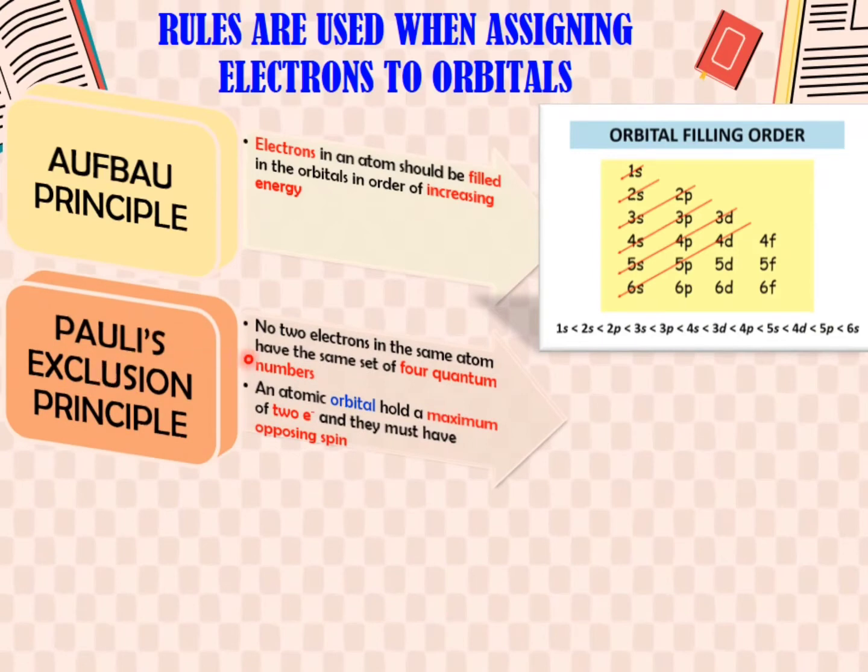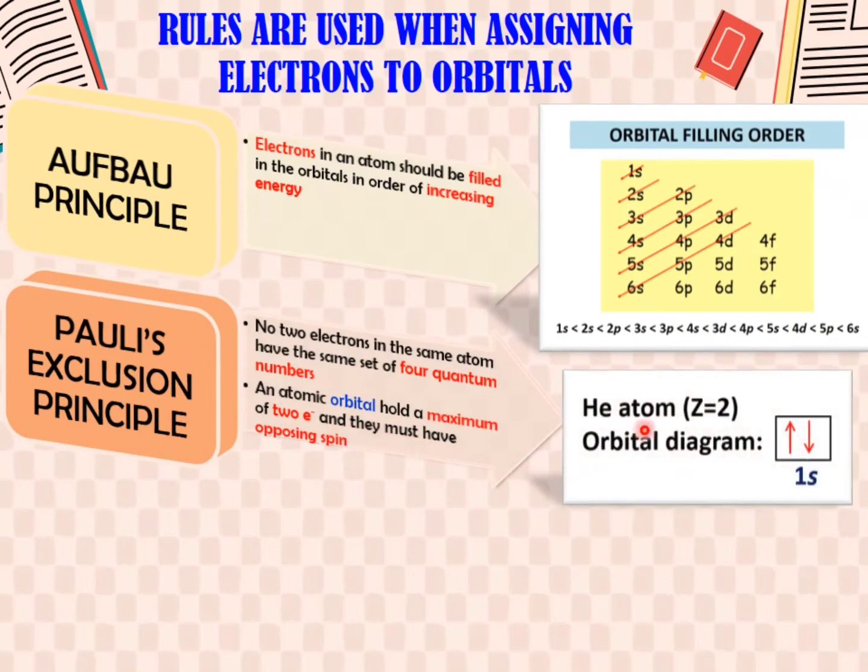Okay. So, second rule adalah Pauli exclusion principle. So, this rule you need to apply when you want to draw the orbital diagram. No two electrons in the same atom have the same set of 4 quantum numbers. An orbital holds a maximum of 2 electrons and they must have opposite spin like this.